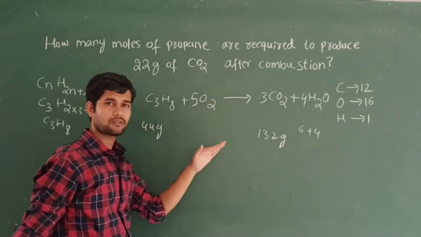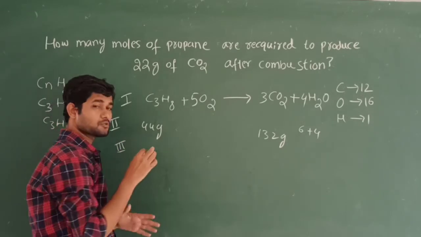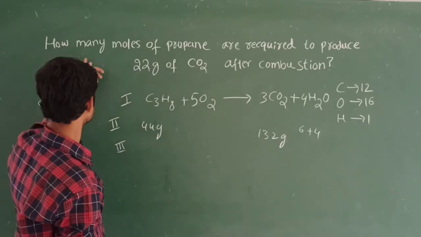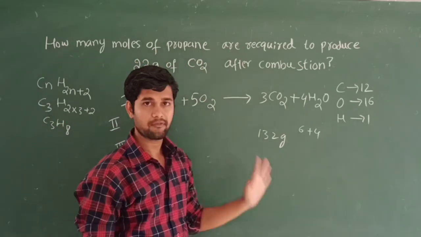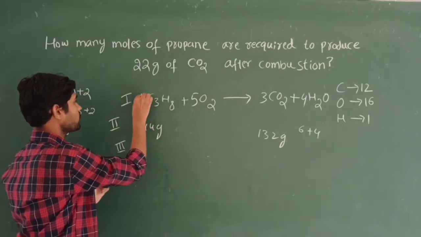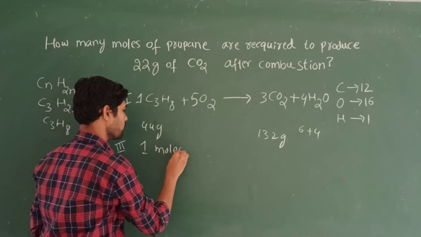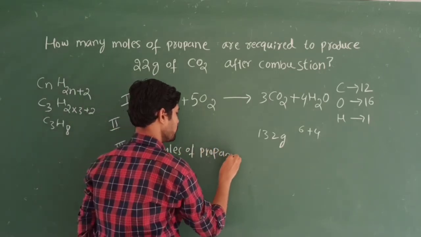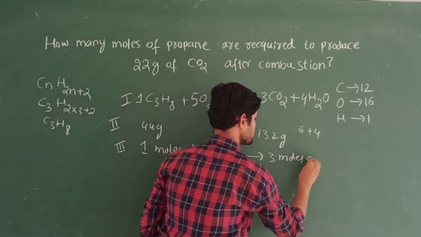So this is not needed for this one. I am going directly to the third step. What you should take down are the quantities. Quantities are very important. So he is going to ask how many moles of propane are required. First we should see here, this is called 1 mole of propane, which is going to produce 3 moles of carbon dioxide.